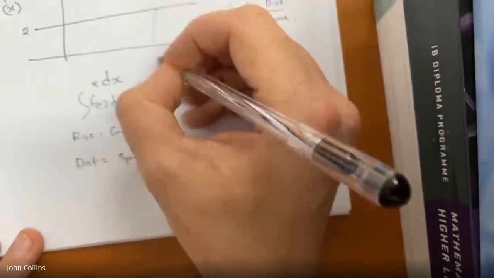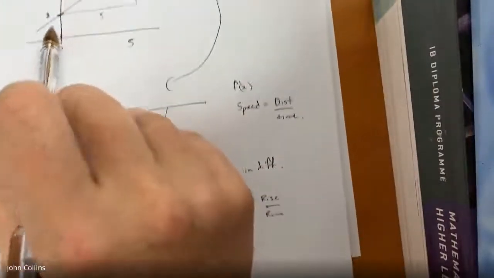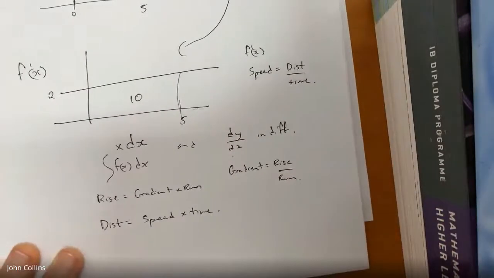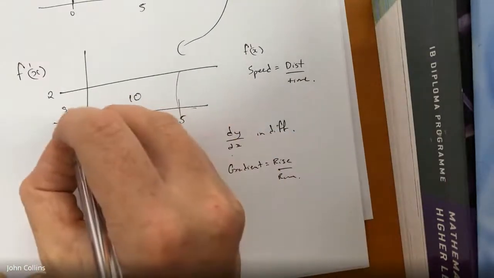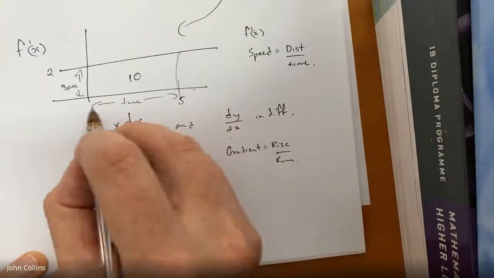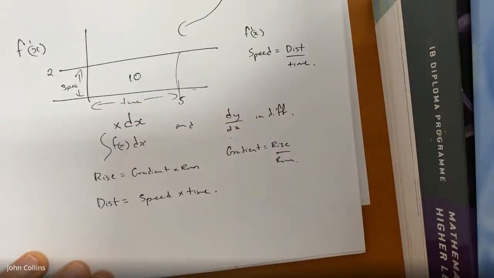In this particular case, the time would still be 5 from here. The area under this would be 10, wouldn't it? Or the distance would be 10, because this is speed and this is time. Perhaps this is a velocity over time chart, because the speed stays consistent.